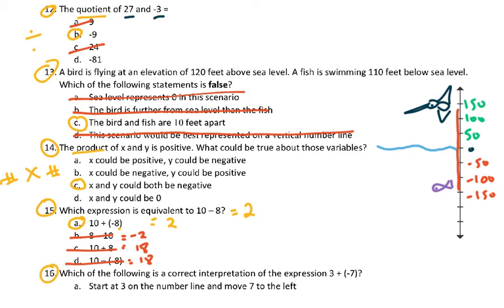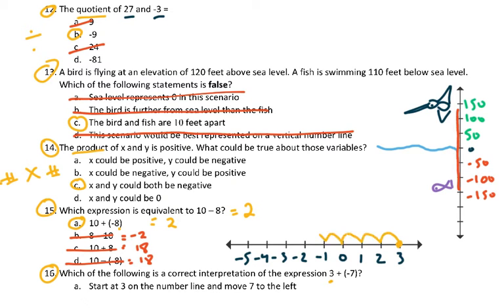For number 16, it says, which of the following is a correct interpretation of the expression 3 plus negative 7? So what would you do if you saw 3 plus negative 7? Let's use a number line. So when you see a number sentence, you look at the first number and you start there. So start at 3. Then you see a plus, which means and, then you see a minus. So go back 7. So 1, 2, 3, 4, 5, 6, 7. So I would start at 3 and go 7 to the left. So that would be A.